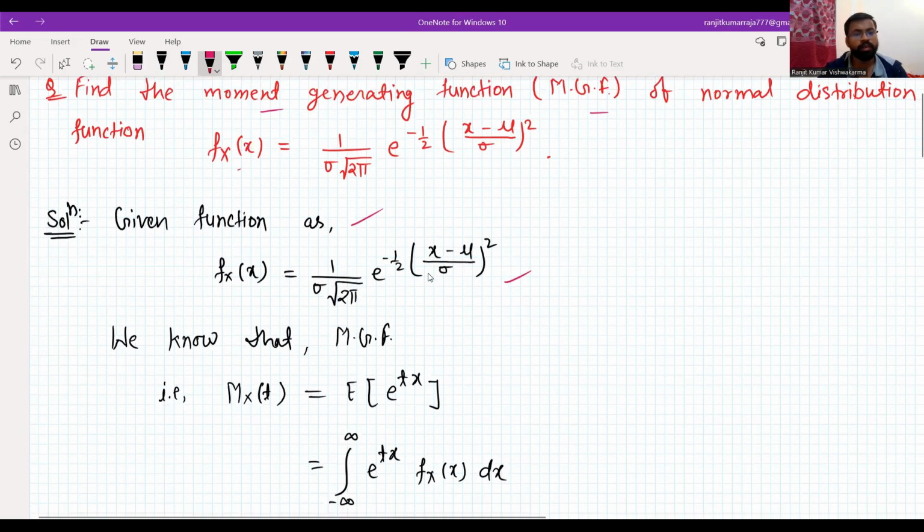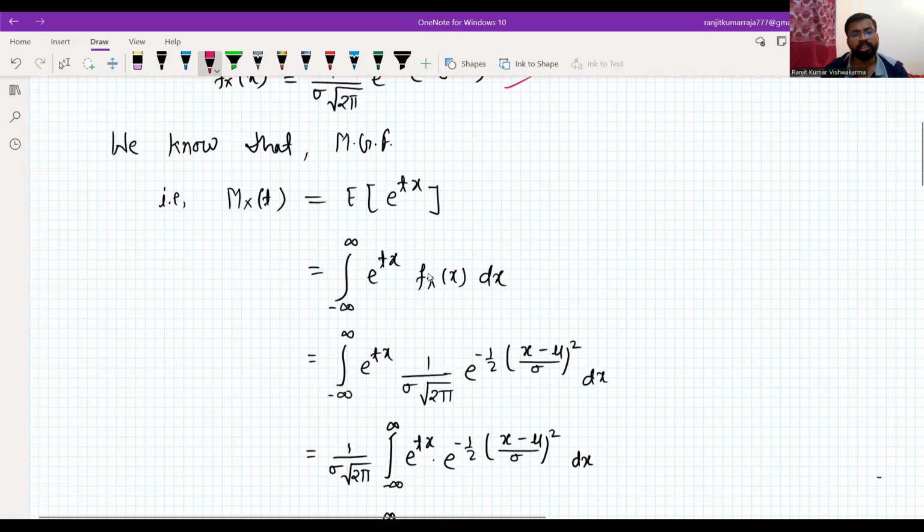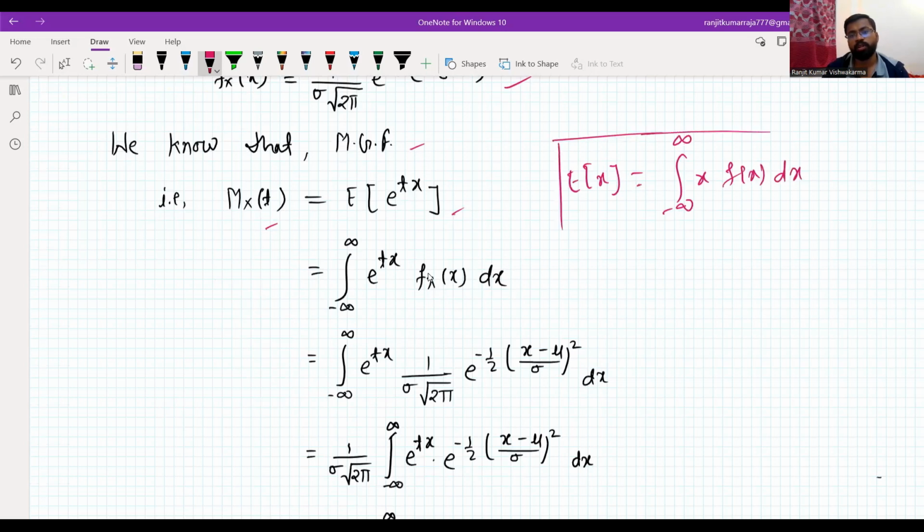After this, we know that the moment generating function is denoted by M_X(t), which equals the expectation of e to the power tx. And we know what the expectation is: E of X equals the integral from minus infinity to infinity of x f of x dx. This is the basic formula of expectation. So the moment generating function M_X(t) equals the expectation of e to the power tx.